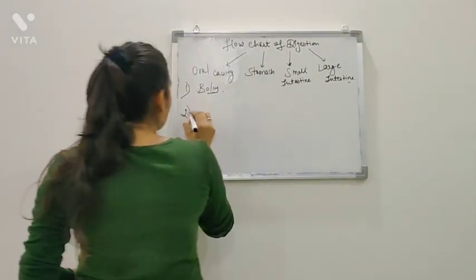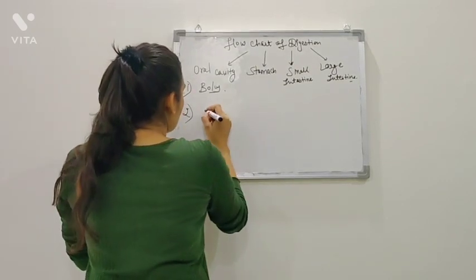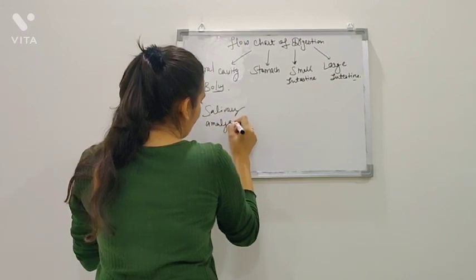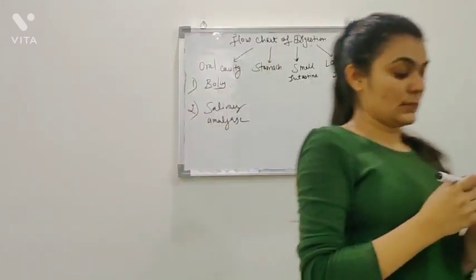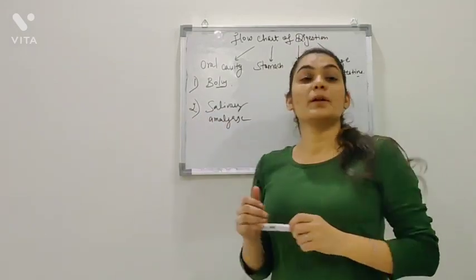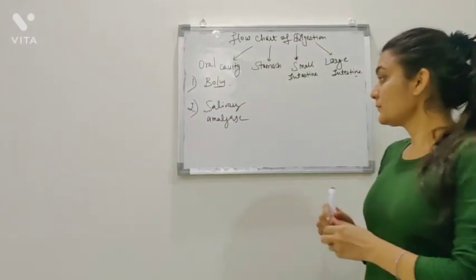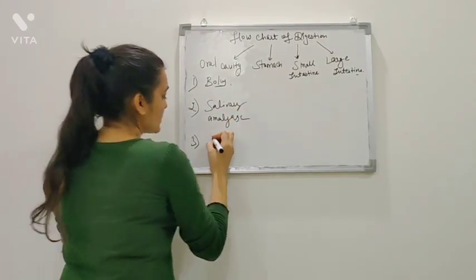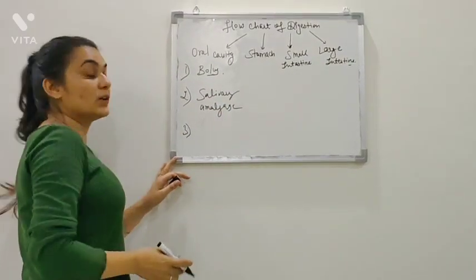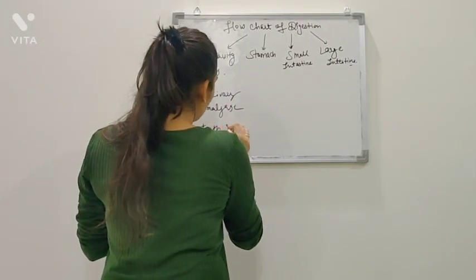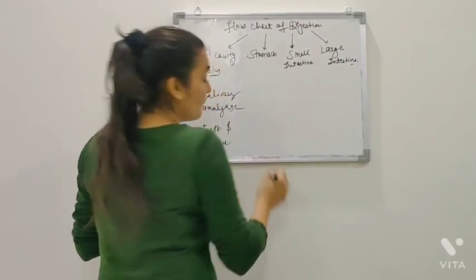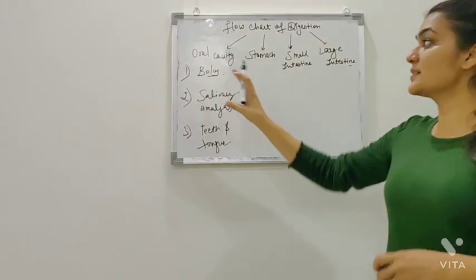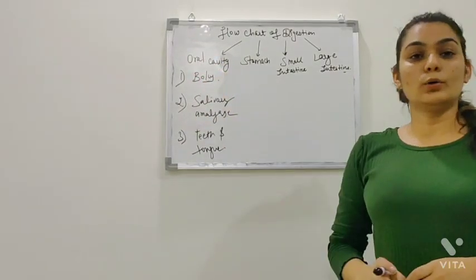The second term is salivary amylase. Salivary amylase slightly helps in the breakdown of carbohydrate. And the third term about the oral cavity is the teeth and tongue. Teeth and tongue help in the mastication and lubrication of the food. So these are the key points to remember about the oral cavity.